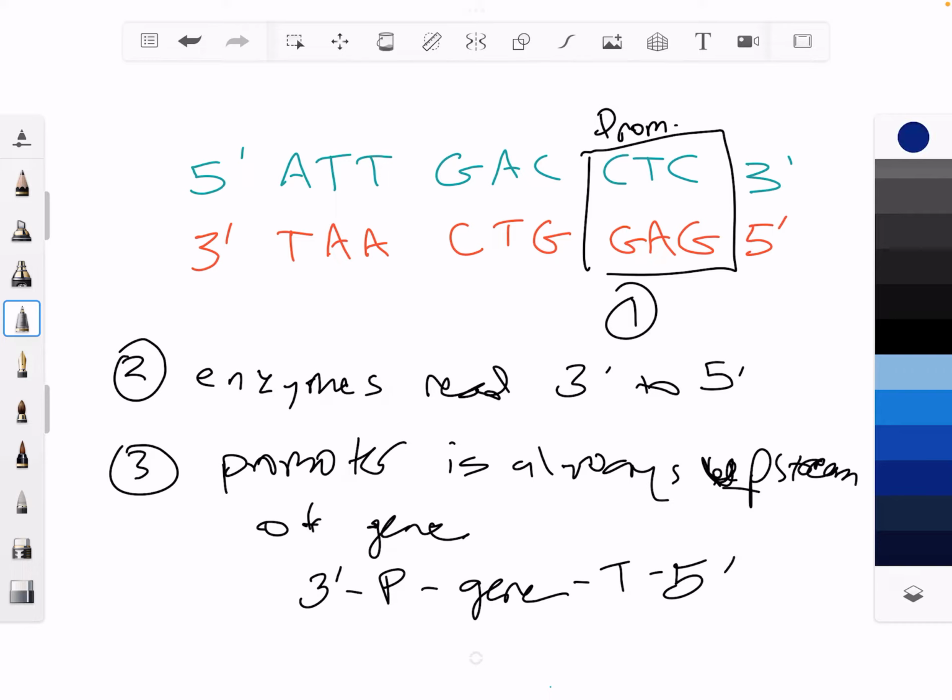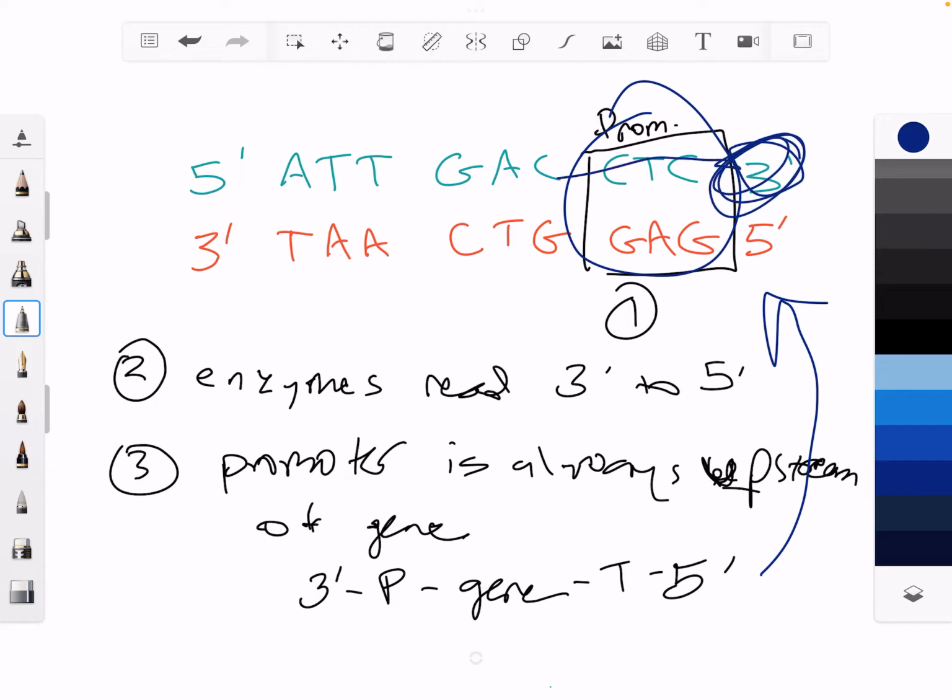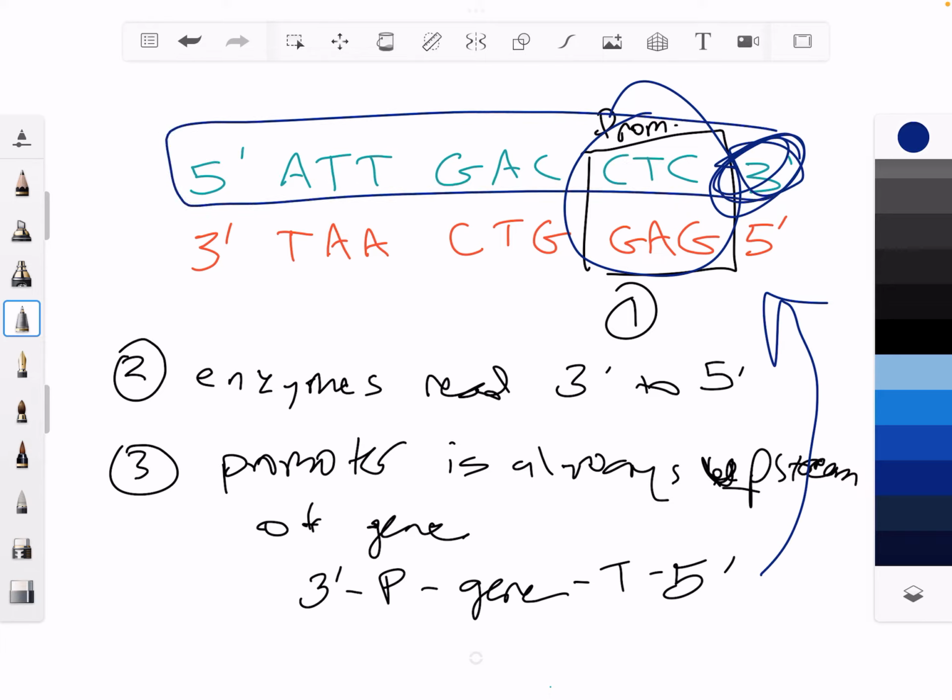So if we apply that to this diagram that we have up here, this region is our promoter region. If we're moving from 3' to 5', so when we start at 3', we move towards the 5', so we know that this top strand is the one that's going to be read for this gene in particular. Again, if we had said the promoter was on this side, then we would be talking about the opposite situation, potentially.